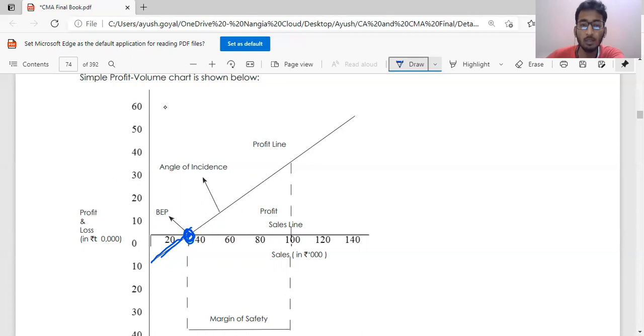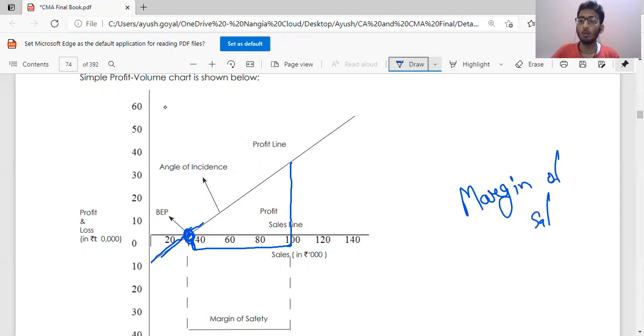Okay, and after this point there would be an angle of incidence, which is basically created between the total sale line and the total cost line. Basically, whatever profit you will earn. And suppose your current sale is this. So what is the difference between this sale unit and this sale unit? What is the difference between these both sale units? This is called margin of safety. Now, what is margin of safety?